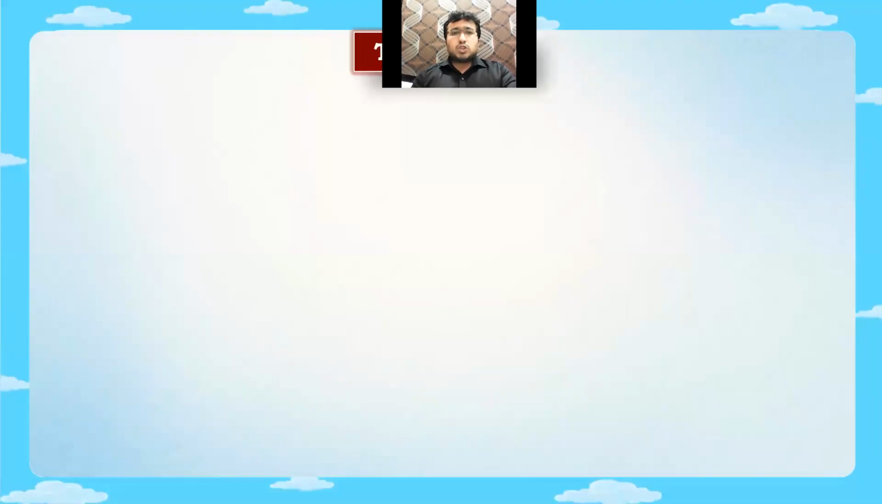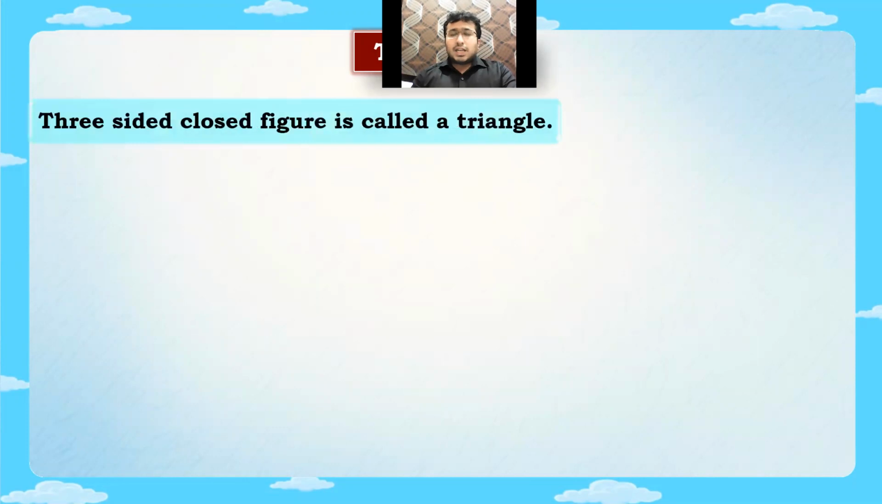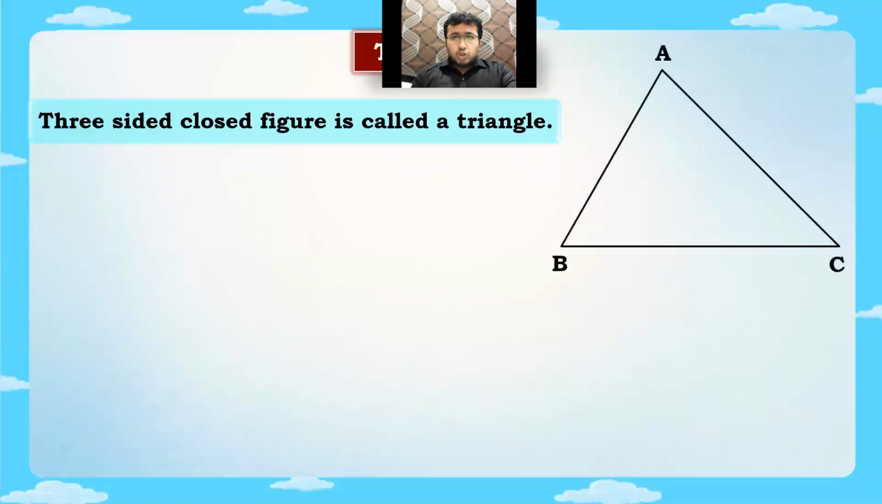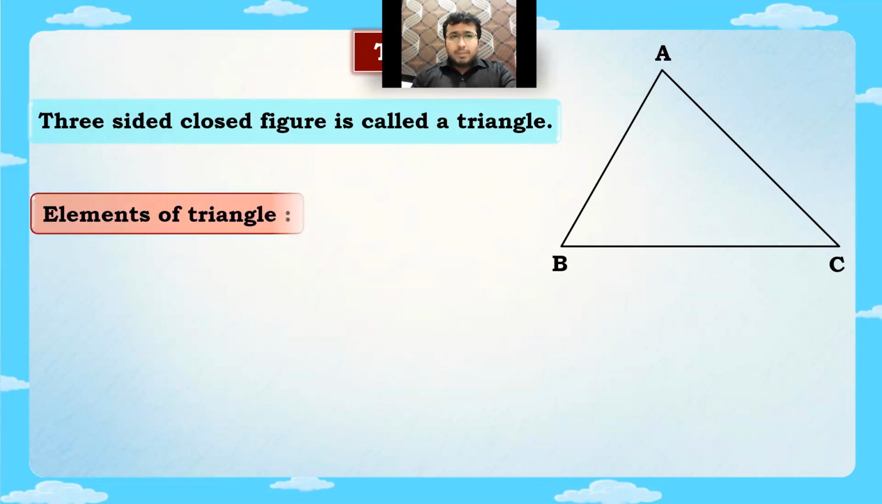So students, we start with the definition of a triangle. It says a three-sided closed figure is called a triangle. So students, when you have any figure which is a three-sided closed figure, such a figure is called a triangle. Now we are going to discuss elements of the triangle.